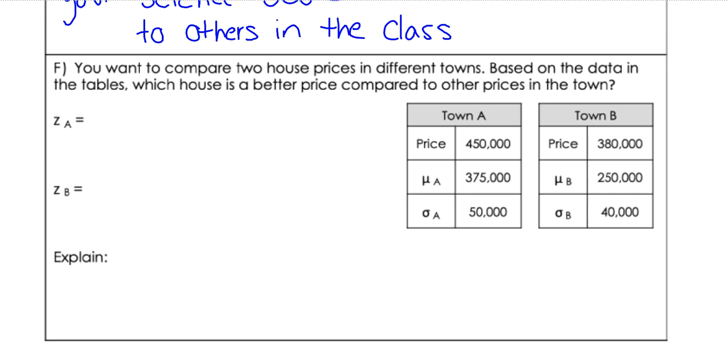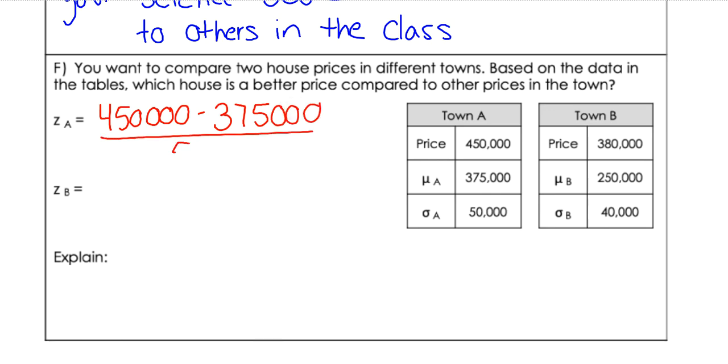For town A, you are looking at a house that's $450,000. And the average house price is only $375,000. When we divide that difference by the standard deviation of $50,000, we get a z-score of 1.5. So the house you're looking at is 1.5 standard deviations above the average house in that town.